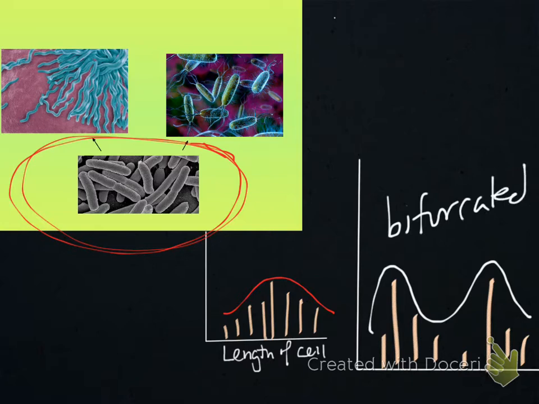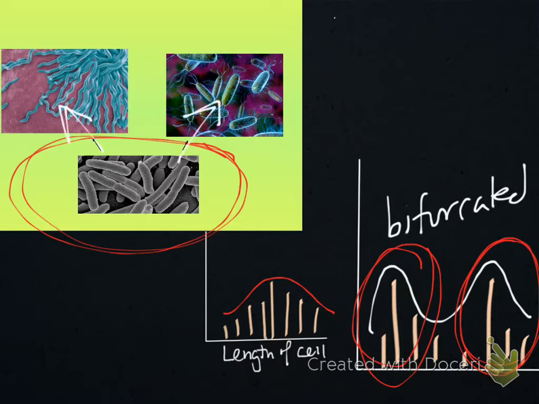Well, if we have that bifurcated distribution, suddenly we can get to a point where these cells and these cells become so different from one another that they no longer have offspring that look the same. That's where we start to get to this situation. That's where we start to see new species developing, as a result of a bifurcation in the distribution of some trait.